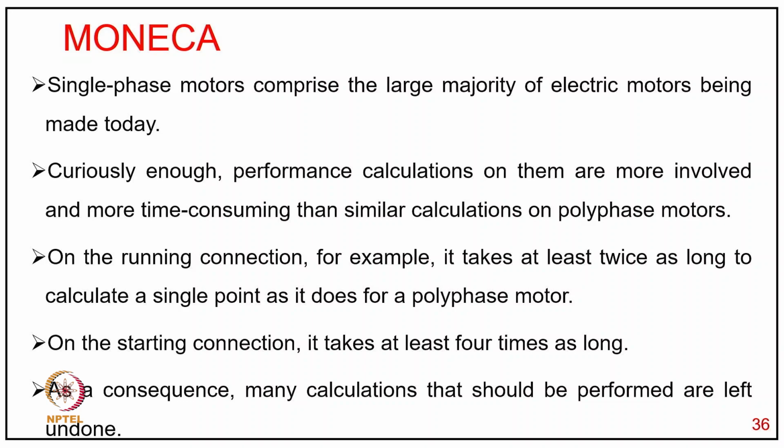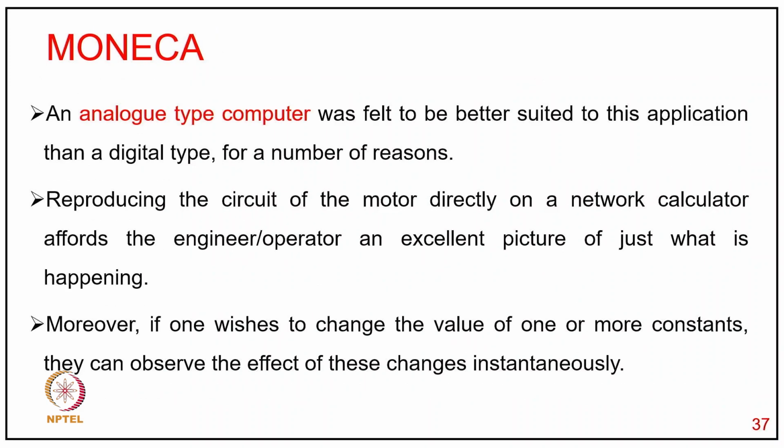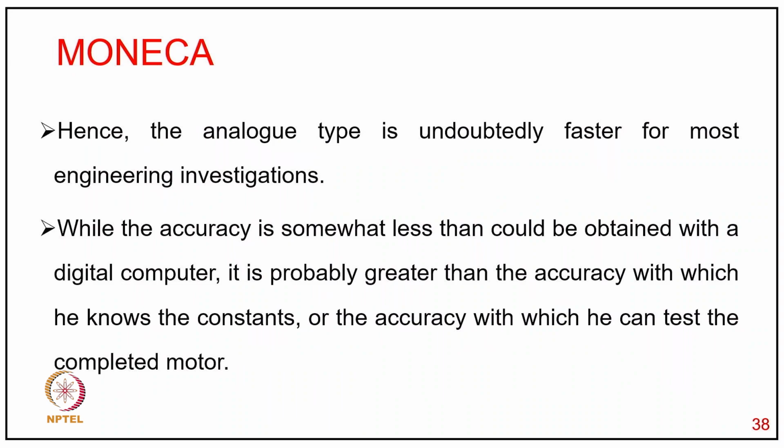On the starting connection, it takes at least 4 times as long, and as a consequence, many calculations that should be performed are left undone. So an analog type of computer was felt to be better suited for this application than digital for a number of reasons. Reproducing the circuit for a motor directly on a network calculator affords the engineer operator an excellent picture of what is happening. Moreover, if one wishes to change the value of one or more constants, they can observe the effect of the change instantaneously.